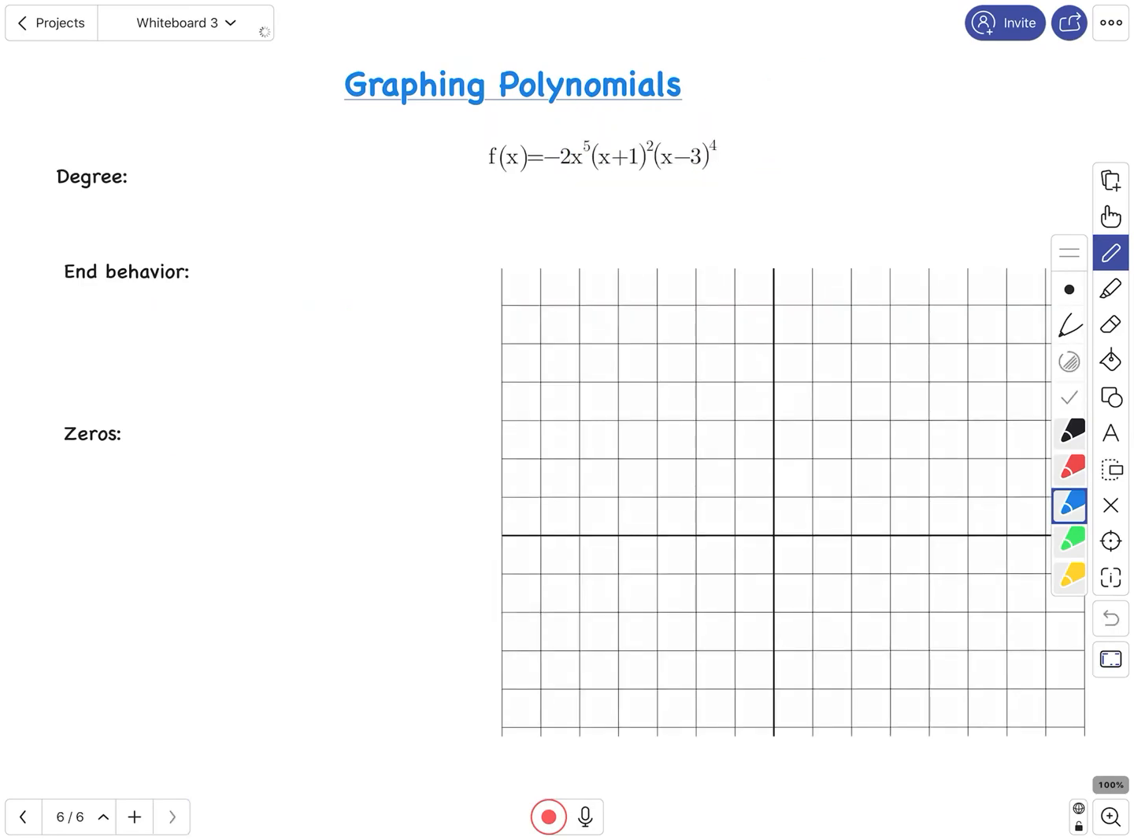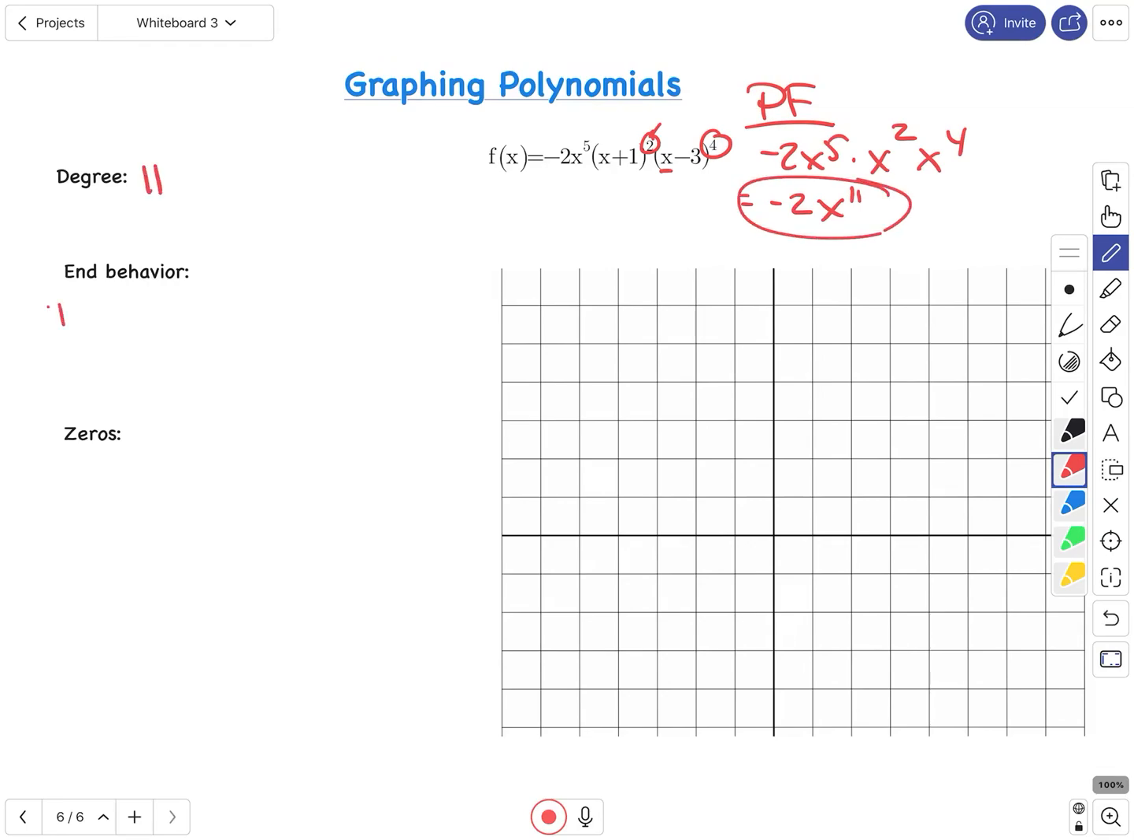Last example. -2x to the 5th times x plus 1 squared times x minus 3 to the 4th. So let's see, the power function for starters. -2x to the 5th, x squared. So don't forget to include those exponents when you're doing your power function, and then x to the 4th. Those are the most powerful pieces of each part of your polynomial. So this is -2x to the 5 plus 2 is 7, plus 4 is 11. Holy cow. So the degree is 11.